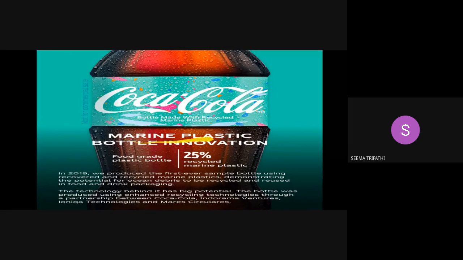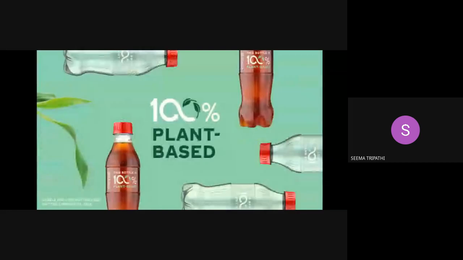You can see here the marine plastic bottle innovation. 25% recycled marine plastic is used to make that food grade plastic bottle, my dear. So it is not a day one thing. You see, 100% plant based. They are not just concerned with making profits. Why? Because people are now getting more conscious. People are going to pay you only if you are environmentally friendly, environmentally sustainable, if you are working for the environment, if you have a cause. If you don't have a positive cause, people are not going to pay you.